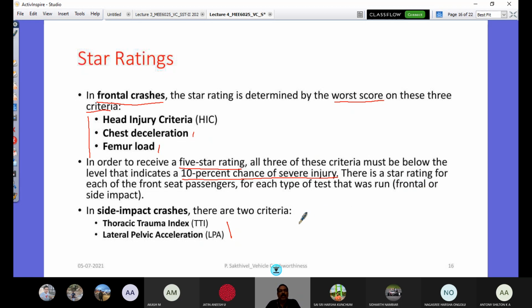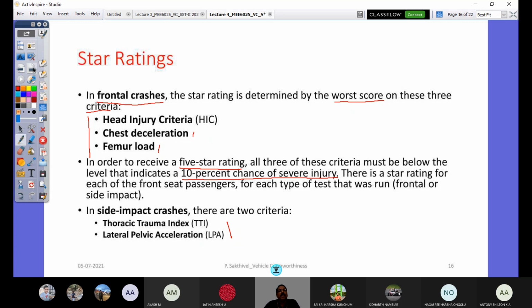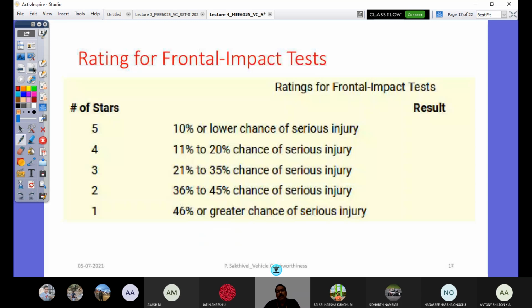Frontal or side impact. In a side impact, you should have these three criteria. These are all important. You may be asked during quizzes or your exam. For your evaluation, you have to go through the video lectures critically, again if required, and the notes that I am circulating. Now, the rating of the frontal impact test.